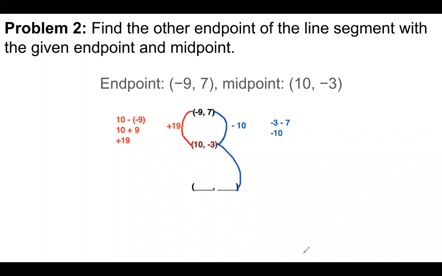Now let's continue our bridge. We have a -10 on this side, a plus 19 on this side. Let's add them up. 10 plus 19 gives us 29, and -3 minus 10 is -13. And that looks correct. The missing endpoint is 29, -13.